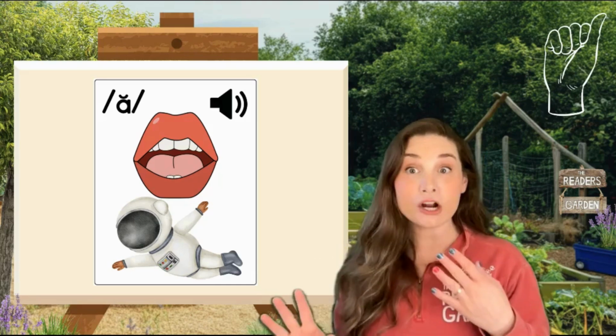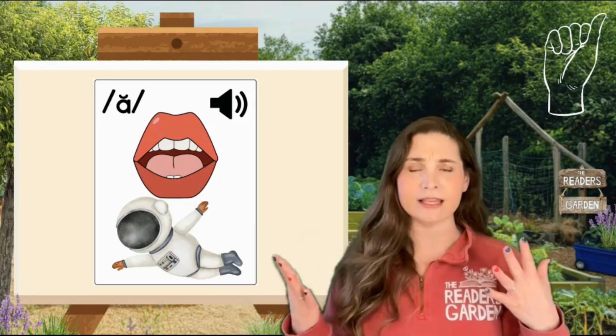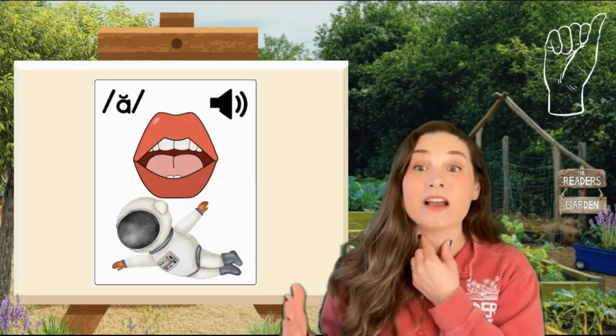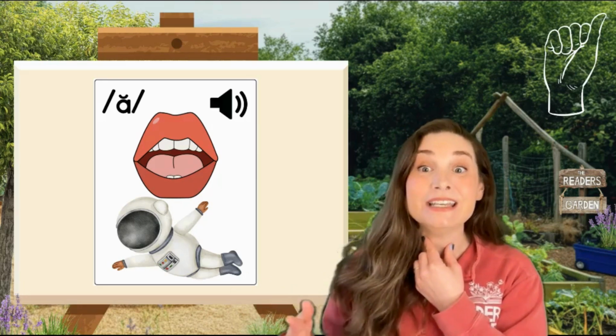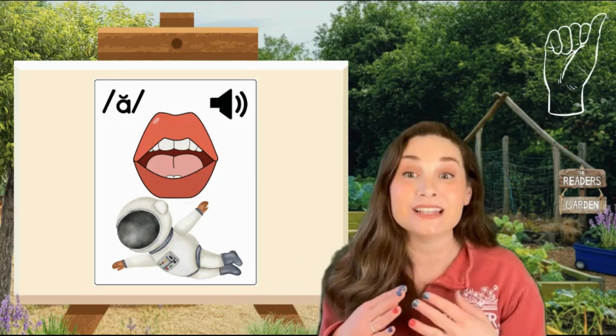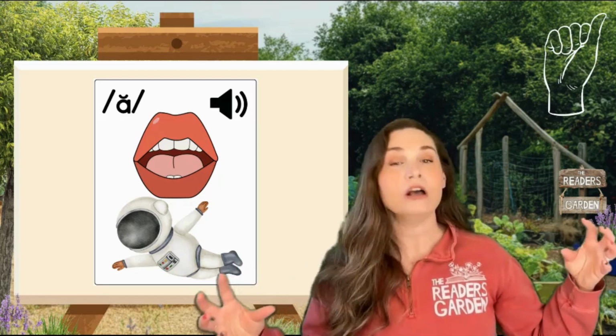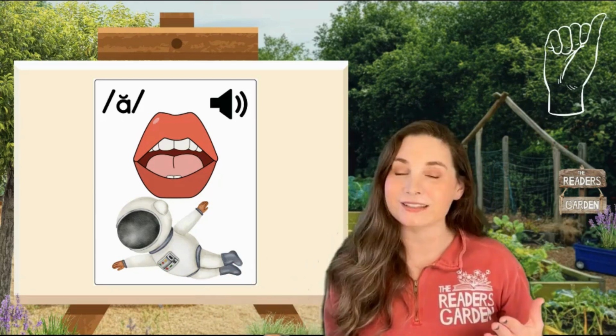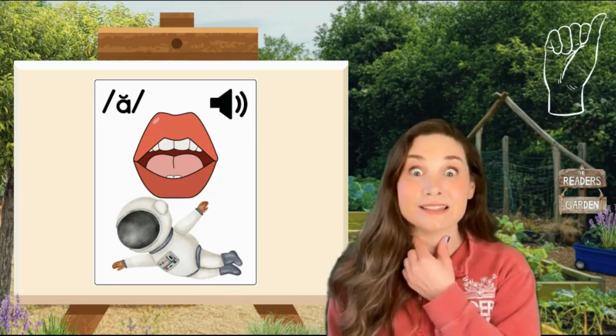Okay, so to say our A sound, open your mouth wide like this. Ah, be sure to turn your voice on. Ah, and the A sound is continuous, which means it's a sound that can be stretched out for as long as we have air, which means it's a great sound for singing. Let's sing ah.